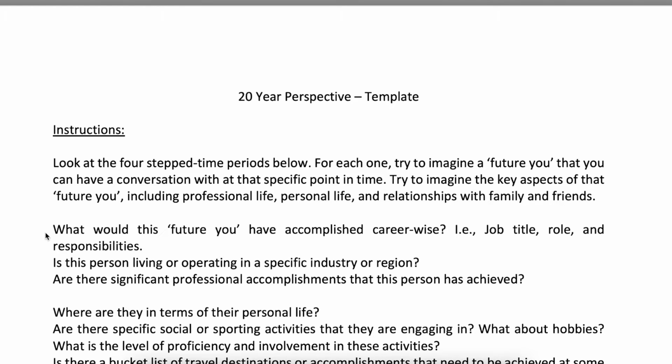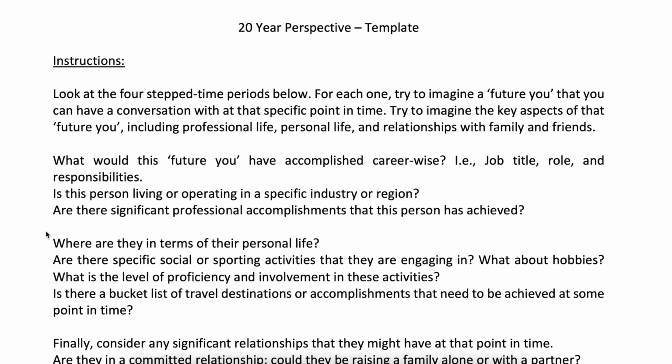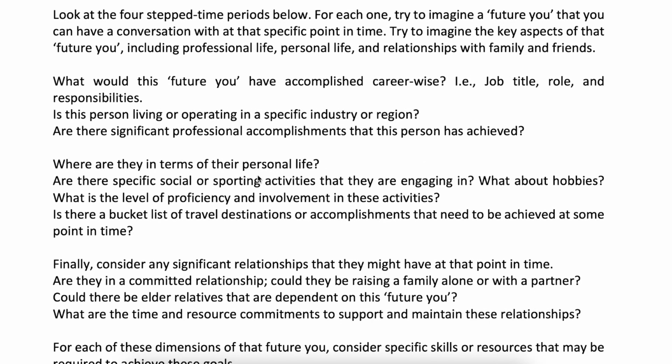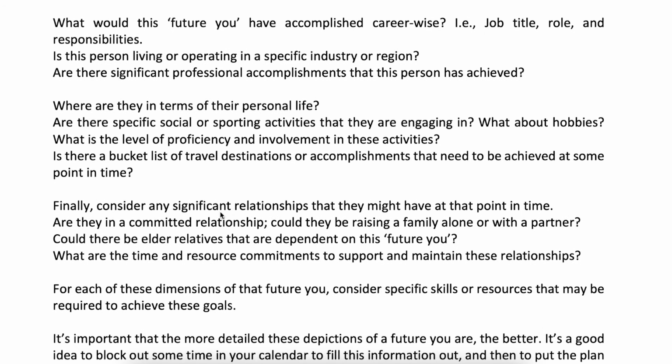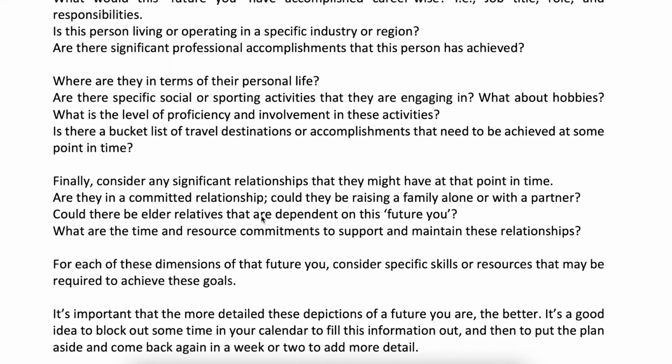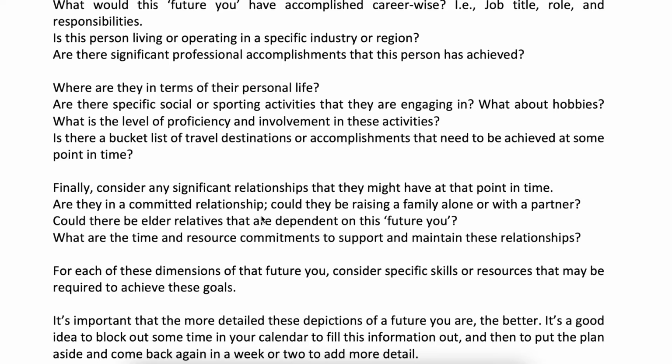So the first thing you want to do is actually take a look at the template on the first page. We have some instructions. There's a couple of guiding questions that will help you to frame your responses in the next couple of pages. Ultimately, you want to take a look at a couple of sections for each 5-year block of your career. There's a section on your career, there's a section on your personal life, and something about your significant relationships. And again, as I go into these questions, I want you to think about the concept of layering.